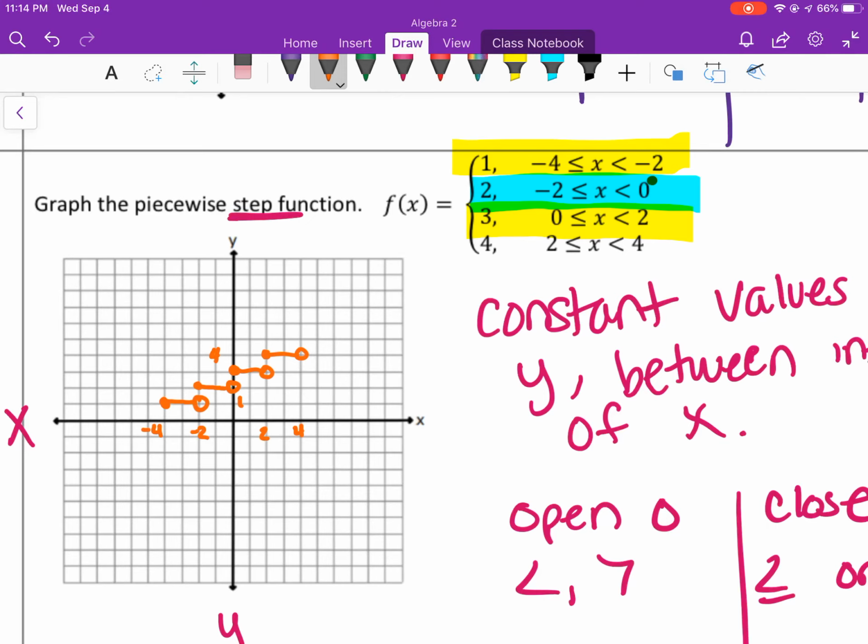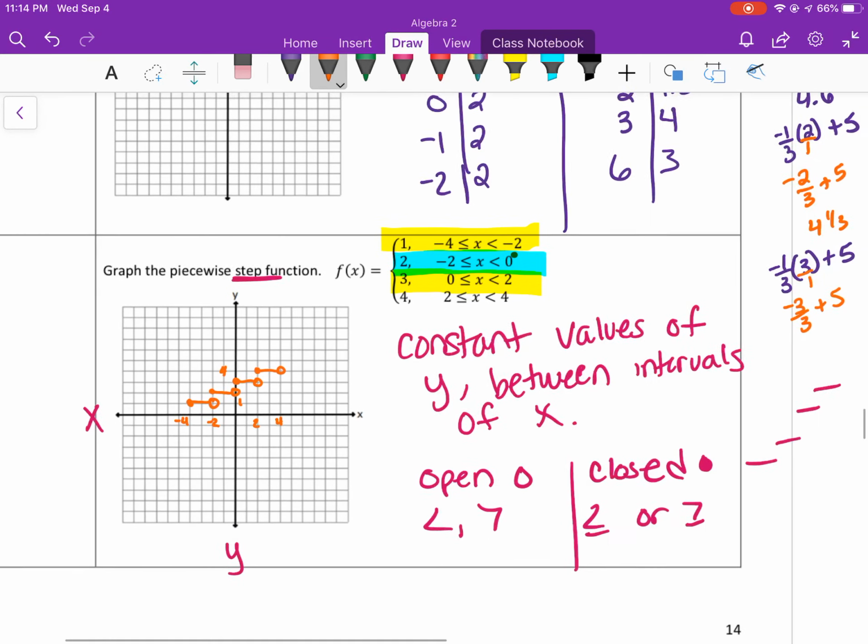So that's my step function. See how it kind of looks like stairs stepping up? So essentially, my y equals 1 between -4 and -2, y equals 2 between -2 and 0, and so forth.